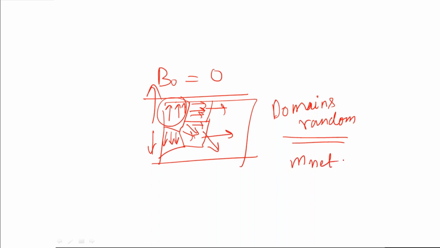Magnetic domains are random. That's why the net dipole moment is not exactly zero, but very less, comparatively less. It is nearly equal to zero, but not exactly zero. It has some magnetization, but it is very less. So we may not be able to feel it.